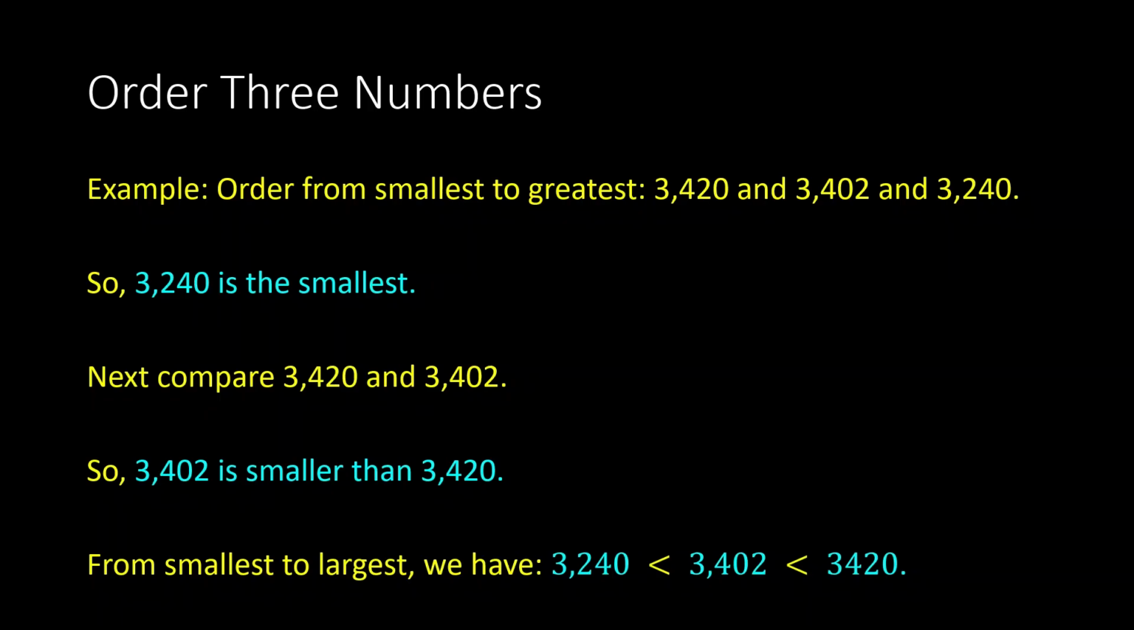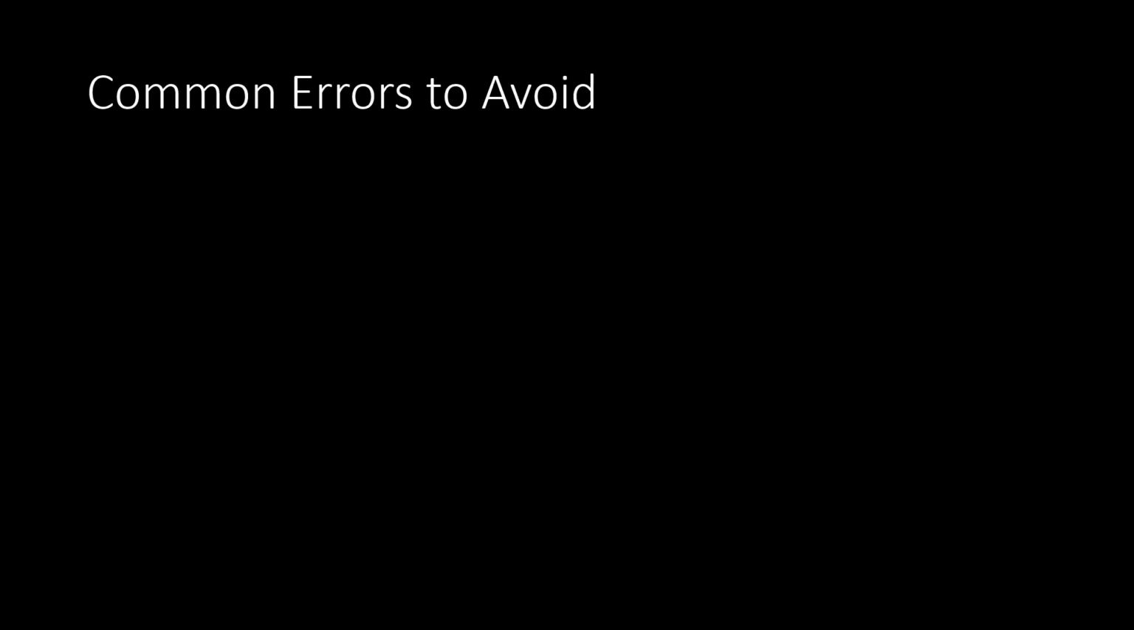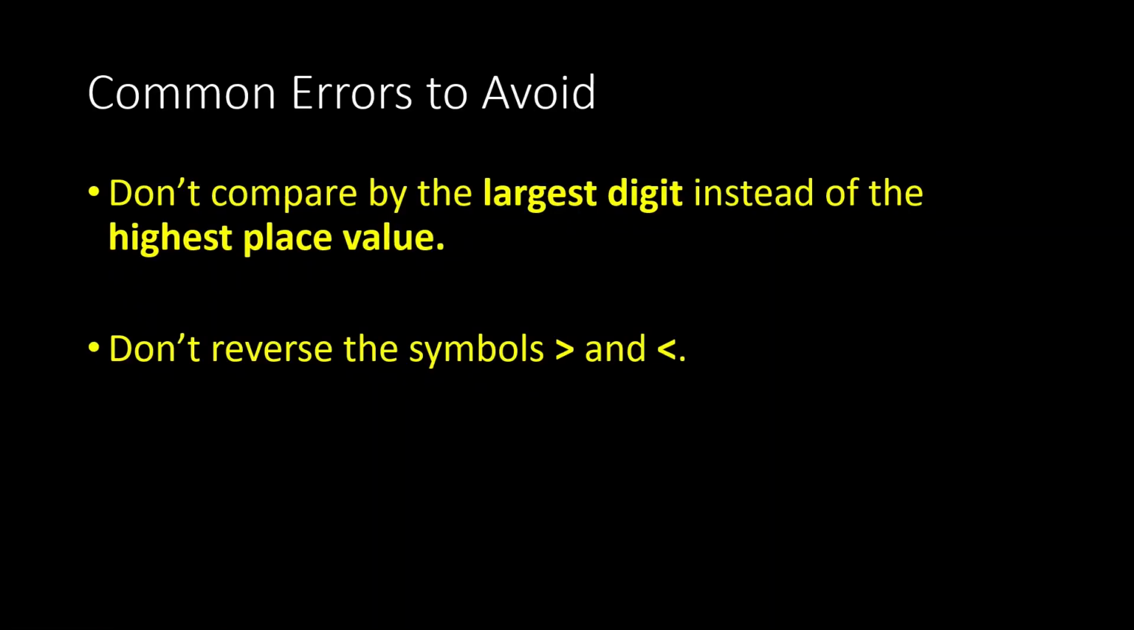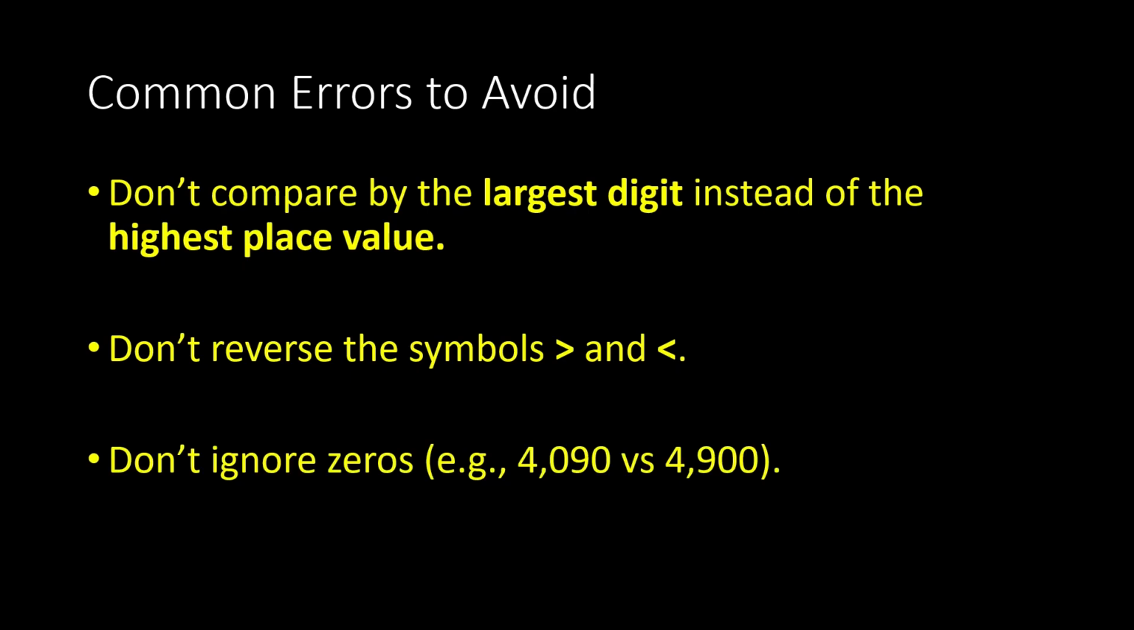Now let's take a look at some common errors which we must avoid. Be careful not to compare numbers by looking only for the largest digit. Always start with the highest place value. Also, do check the direction of the symbol. And finally, remember that the zeros still affect place value and can change which number is larger.